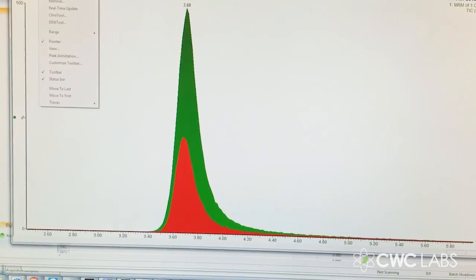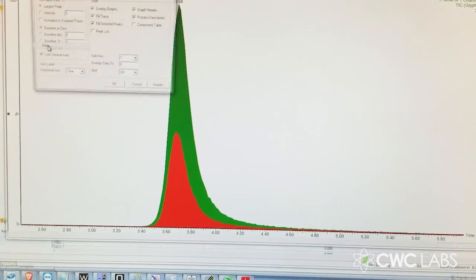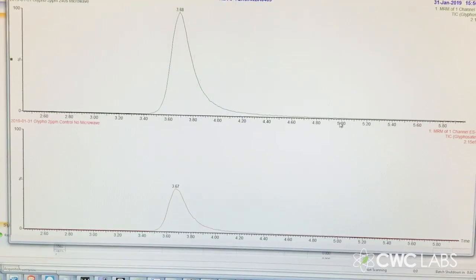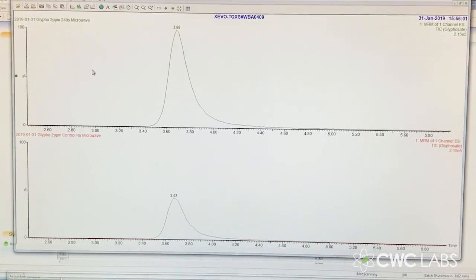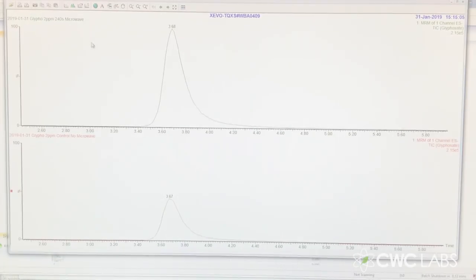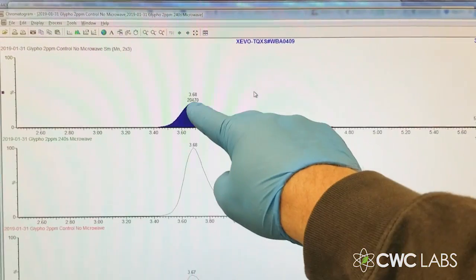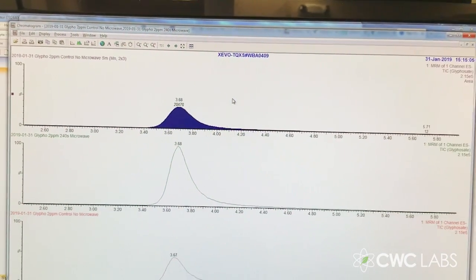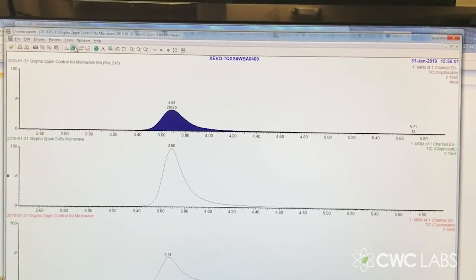Let's quant those separately, at least get a response. All right, there they are in their raw form. Let's go ahead and quant this one. All right, so 20,470, that's the response of our original glyphosate with no microwaving. Now let's see what it is after microwaving.